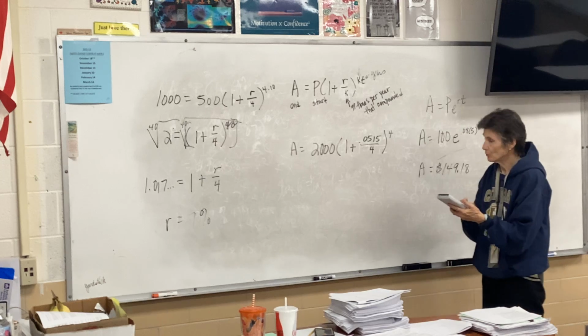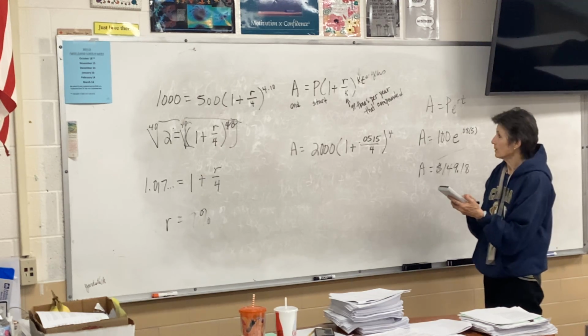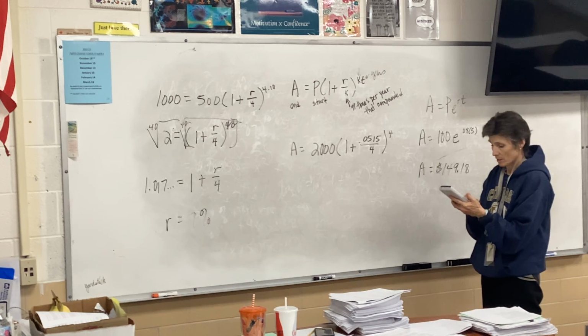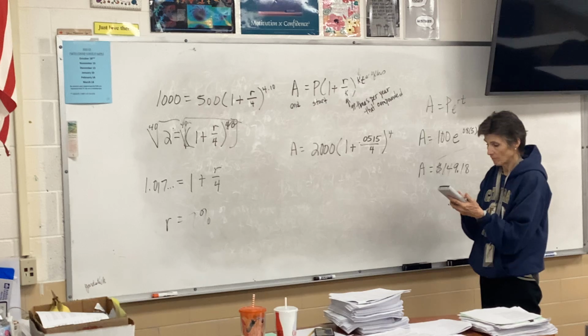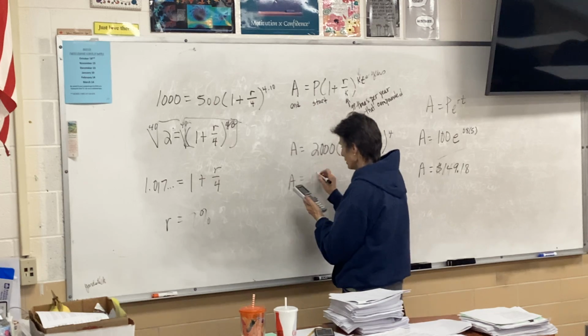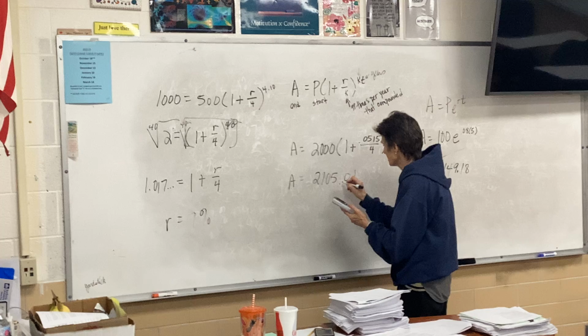So I'm going to see how much she has left. 2,000, parentheses, 1 plus 0.0515 divided by 4, close parentheses, raised to the 4th. So she's going to end up with 2105, basically 0.01, I guess, if I rounded it off.